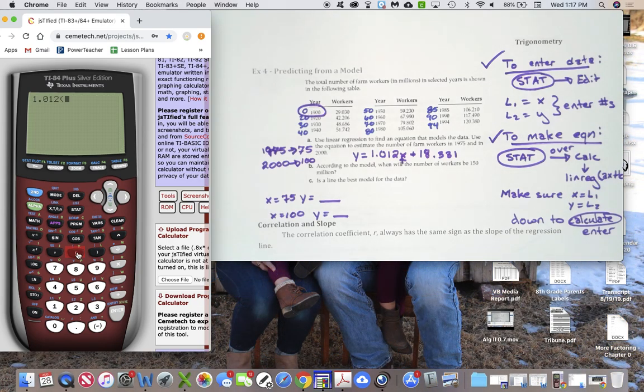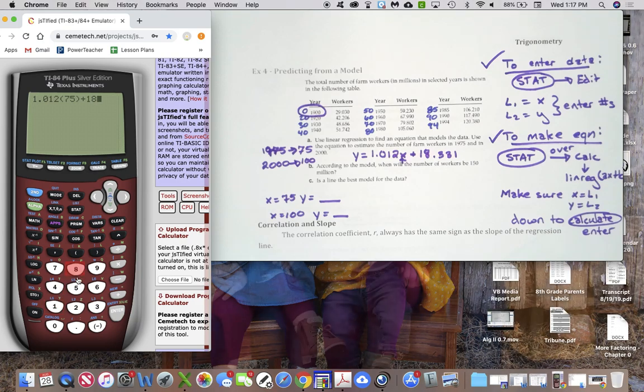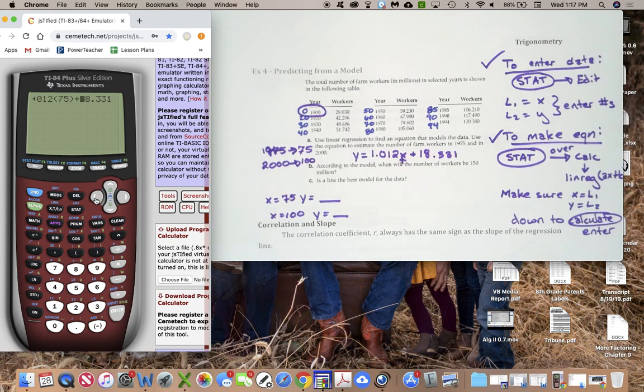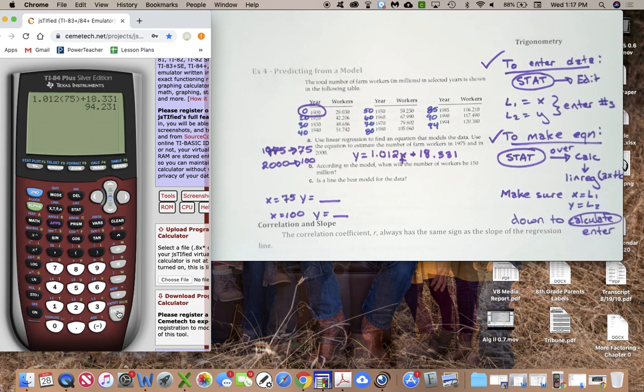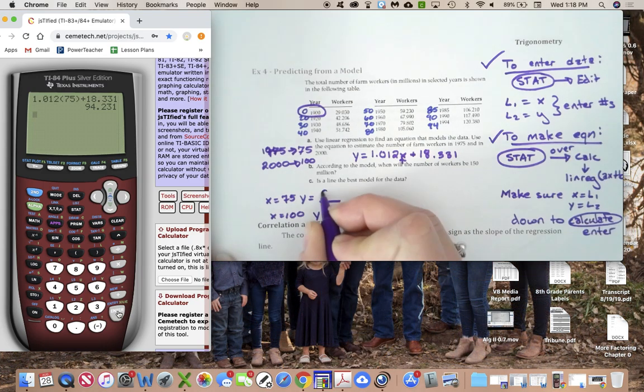Delete. Times 75. Close parentheses. Plus 18.331. Right? Type that all in. Make sure my decimal's all there. Enter. 94.231. Now I'm going to do the same thing.